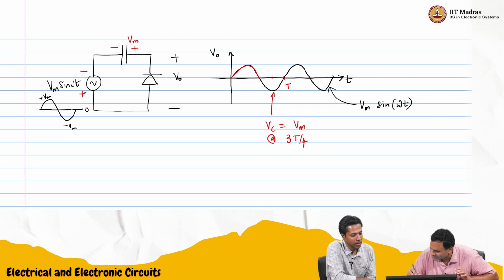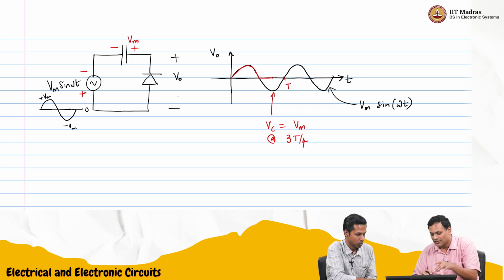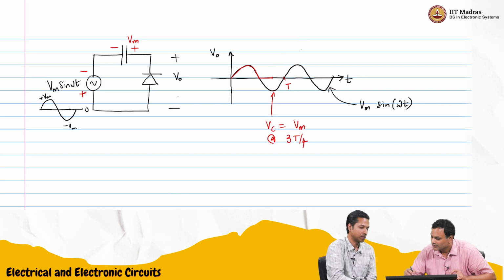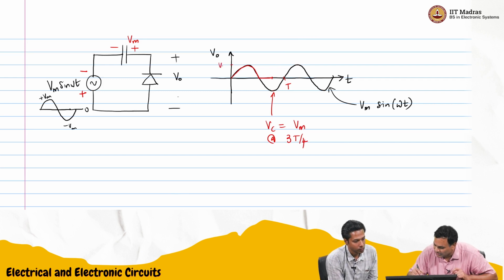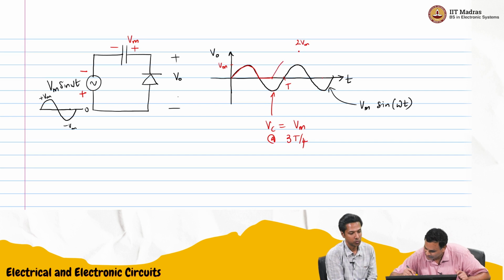Till 3T by 4, the diode is forward biased. After that the capacitor cannot discharge, so the diode starts to get reverse biased. The voltage across it will be the input voltage plus Vm. The input voltage was minus Vm, so it will be 0, and after that it will be the sinusoid. At this point it was Vm earlier; this one will go to 2Vm, and at this point it was minus Vm, it will go to 0.